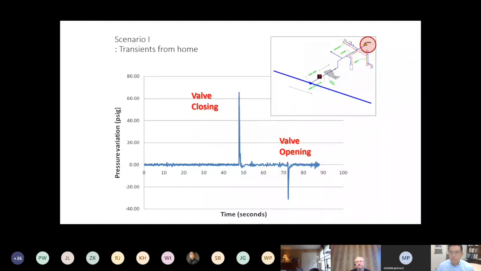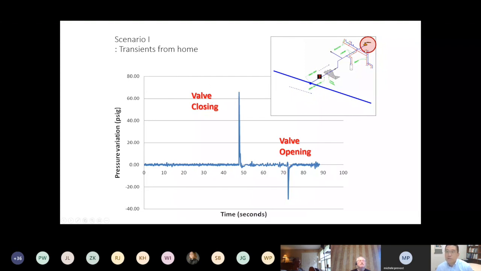As a result, this shows scenario 1, a transient triggered within the household. When we suddenly close the valve, please note that the y-axis is only the delta of pressure. We use a dynamic pressure transducer, meaning 0 indicates almost zero pressure variation, which is steady state. Then there's a sudden fluctuation due to valve closing, a pressure spike of about delta 70 psi gauge pressure.